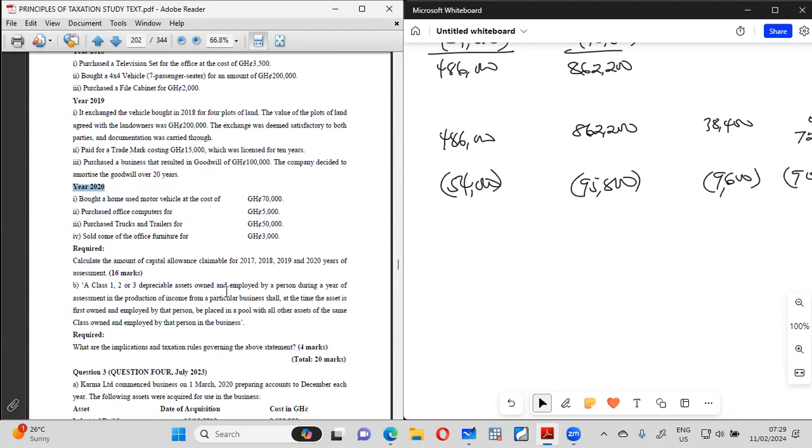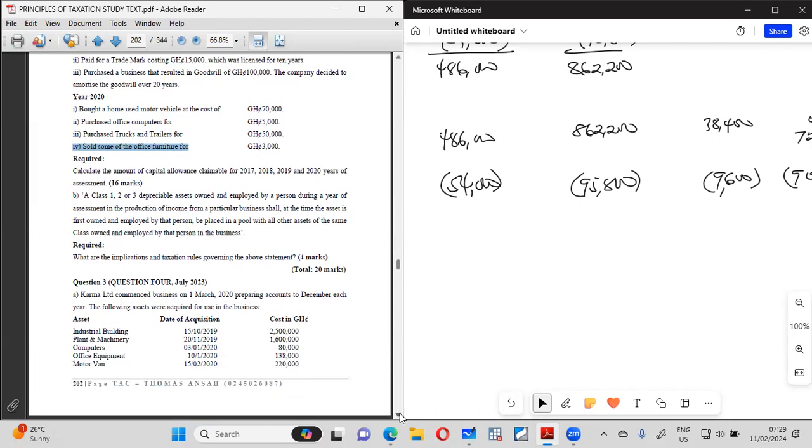Then in 2020, this one is worth a lot, perhaps the reason why is 20 marks. All right. So in 2020, these are the additions: motor vehicle, office computer, class 1, trucks, class 3, class 2, sorry. Sold, what do you have there? Office furniture. So that is a disposal. All right. So basically, that is that. All right. So you go through that, you apply the percentages, easy peasy, you go 20 marks. All right. So that is that.